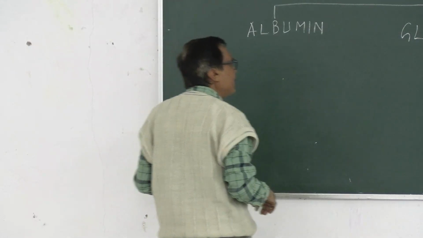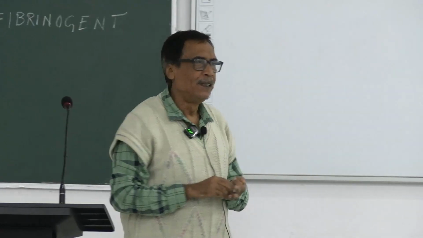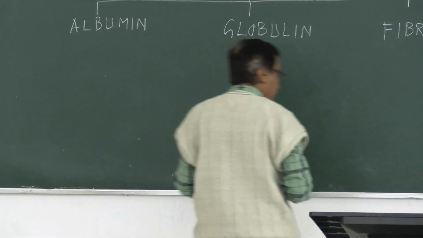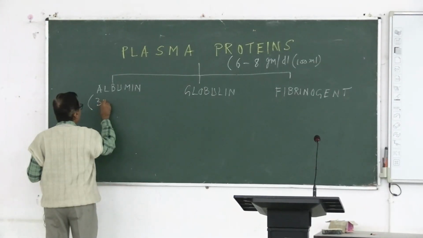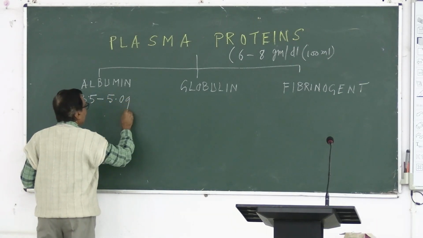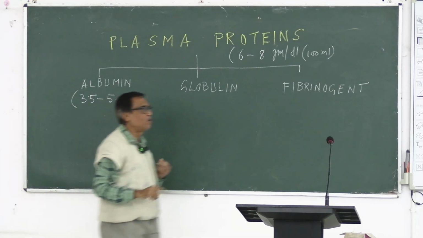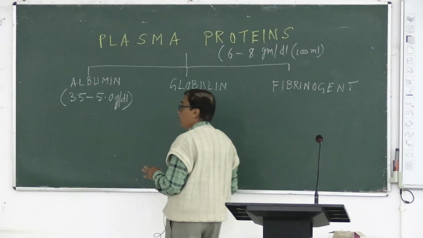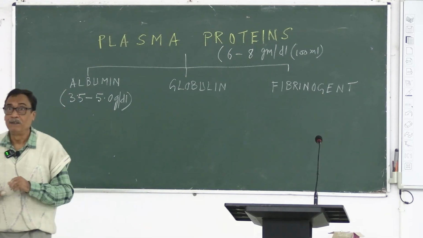Plasma proteins essentially means these three components. The greater component is albumin, and the lesser components are globulin and fibrinogen. Albumin being the greater component, its concentration is 3.5 to 5.0 gram per dl. Out of 6 to 8 gram per dl, the total protein concentration, 3.5 to 5 gram per dl is albumin, which constitutes the majority, more than 50% of the total protein.